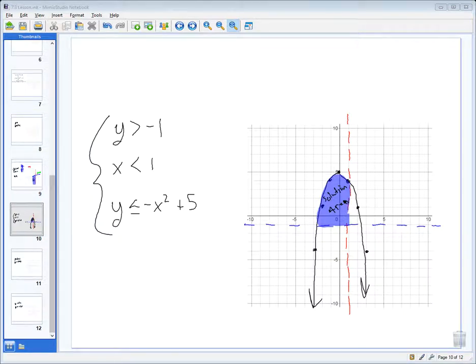Sometimes it's helpful to draw arrows. So as I'm putting in my y is greater than -1, sometimes I like to draw up arrows because it's greater. X is less than 1, so sometimes I like to draw in my arrows pointing to the left so that I know that it has to be left of those. And then when I'm drawing in my -x squared plus 5, I would draw arrows going down so that I know it has to be below that. So it's below this.